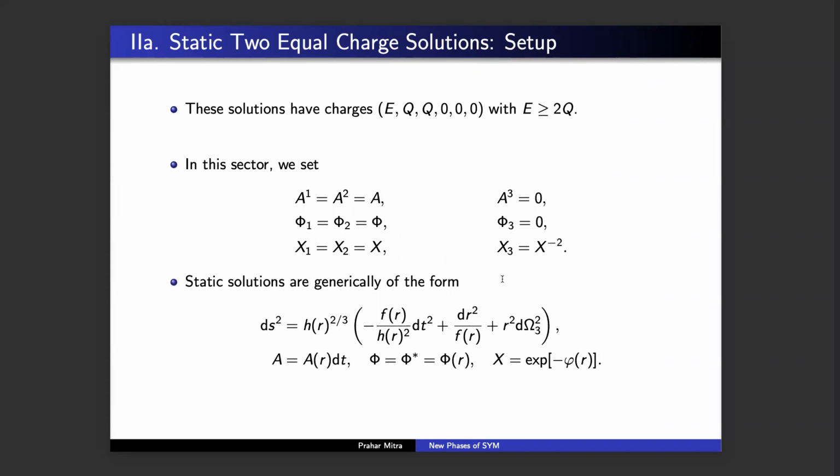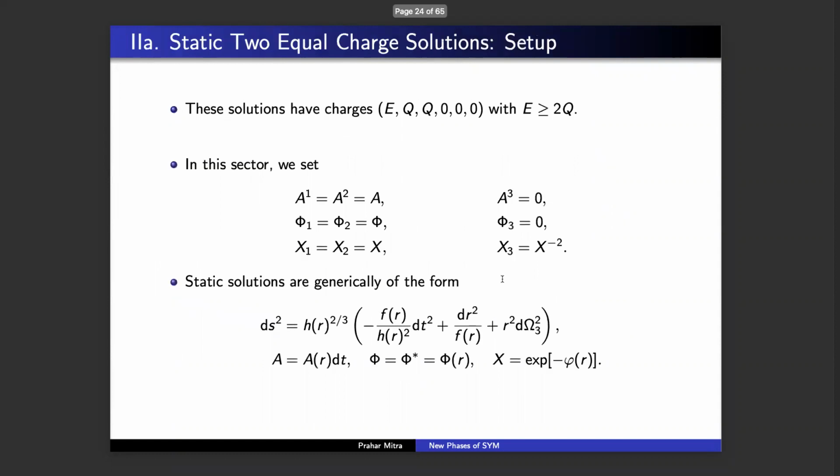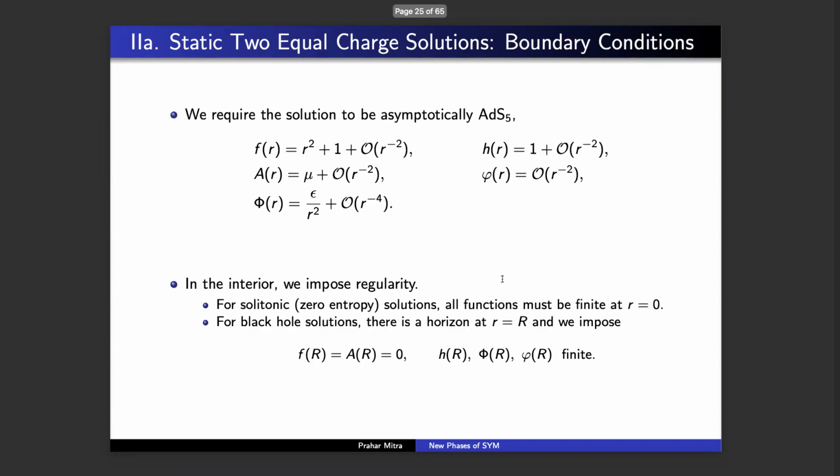So you can show that solutions in this sector are obtained by setting A1 equal to A2, phi1 equal to phi2, x1 equal to x2. The phi's are the charged scalar fields. The x's are the neutral scalar fields, and x1, x2, x3 is 1. So there are two neutral scalar fields. And then it's a one-dimensional problem. Everything is a function of just one parameter r. You just plug into the equations of motion and you can solve it numerically or analytically. I'll tell you how we did it analytically later. Let me just tell you the results.